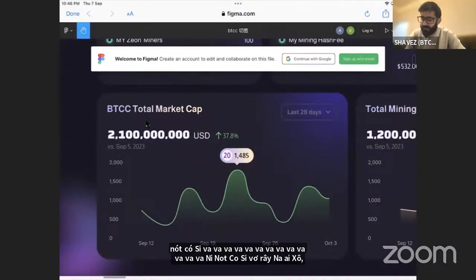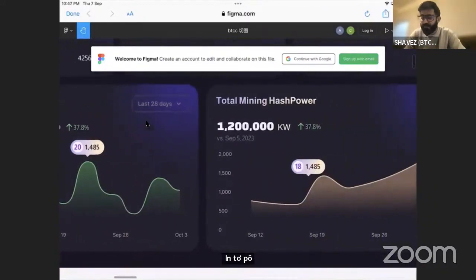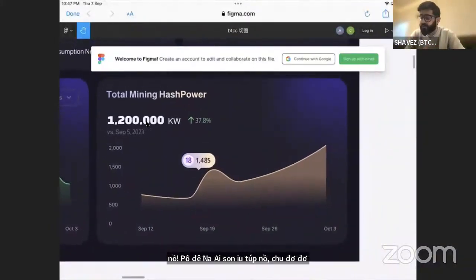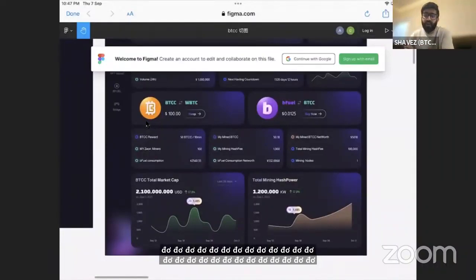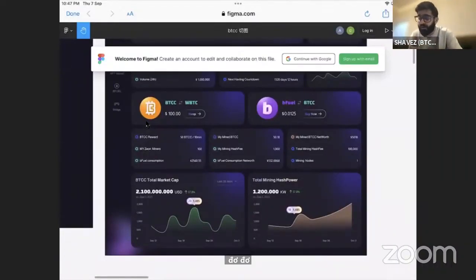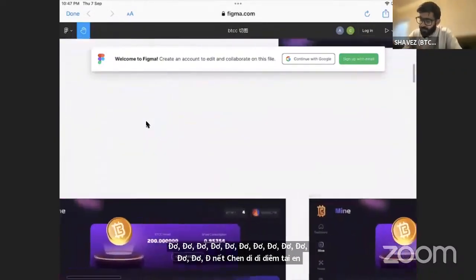BTCC total cap. This is the market cap. See, every piece of information is in your dashboard. You don't even have to go to CoinMarketCap and look again and again. And this is all dynamic. This changes in real time. It gets updated because it's on blockchain. Everything is on chain. Okay.